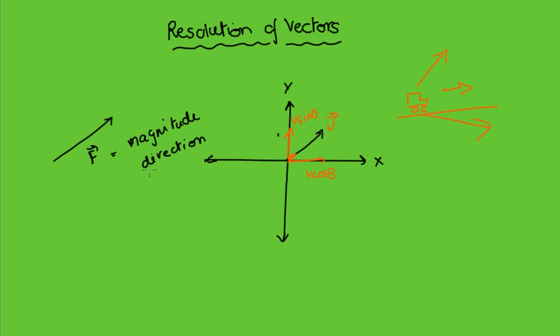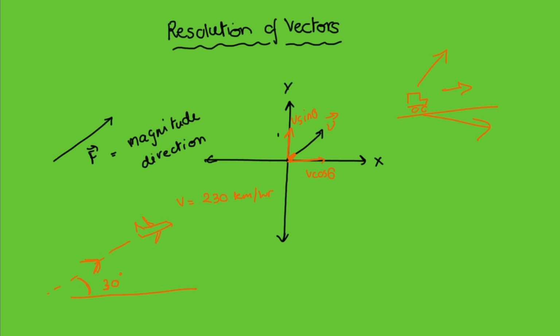Let me give you an example. Let's say we have a plane flying, and this is the ground, so it took off in this direction. Now the plane is flying with a velocity, let's say 230 kilometers per hour, and let's say that the angle it makes with the ground is 30 degrees.